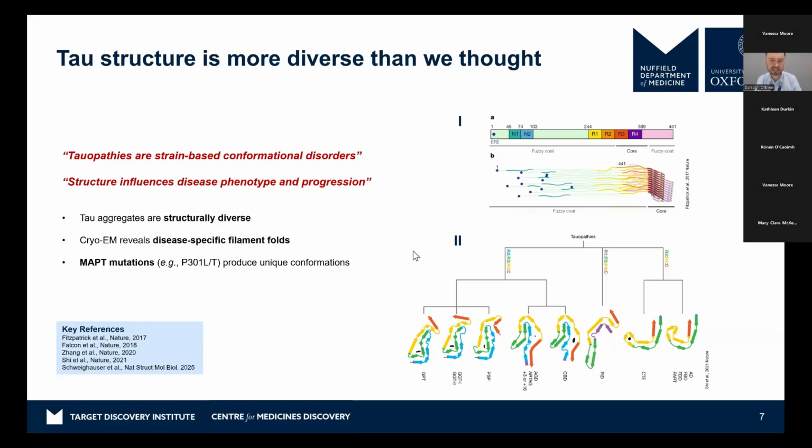This diversity also appears in familial MAPT mutations. And so, for example, in the P301L and P301T mutant species of tauopathy, cryo-EM has also revealed novel tau folds that differ from one another and from, let's say, the folds observed in sporadic forms of the disease, showing that even a single gene mutation can produce multiple pathogenic conformations.